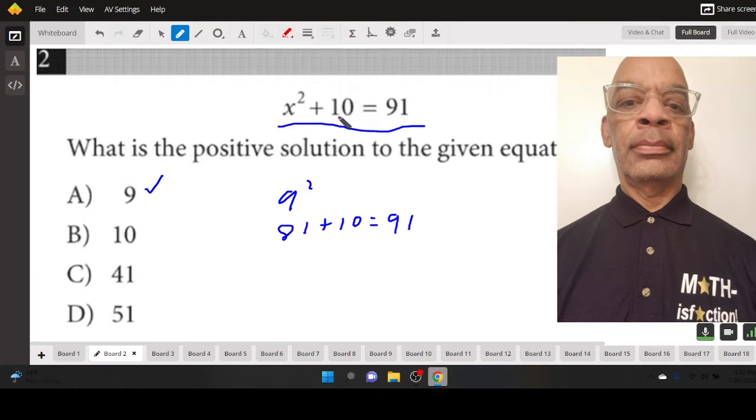Using algebra, subtract 10 from each side. Algebraic approach, x squared equals 81. So the square root of both sides will also bring us to answer choice A, x equals 9, as the positive solution. Pay close attention to that.